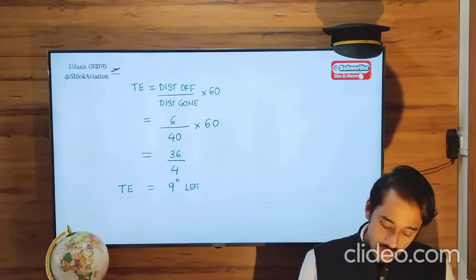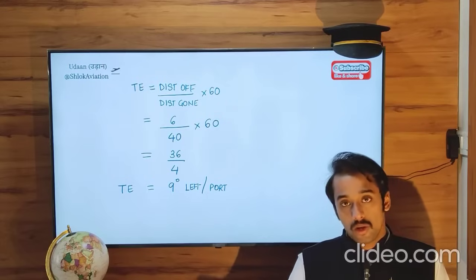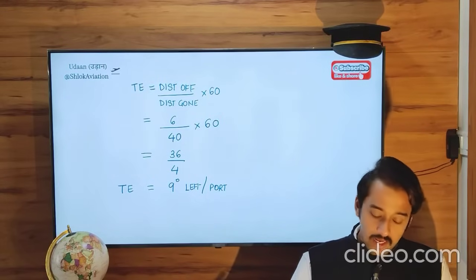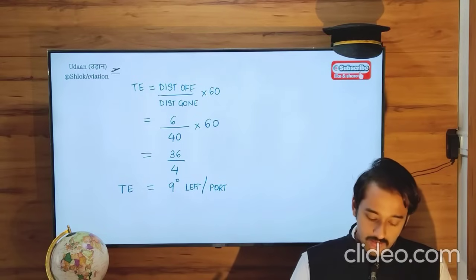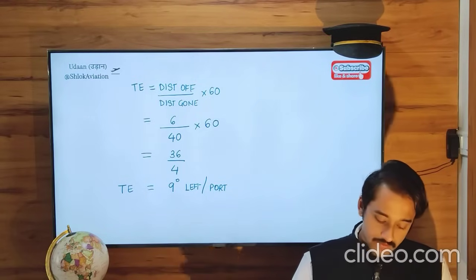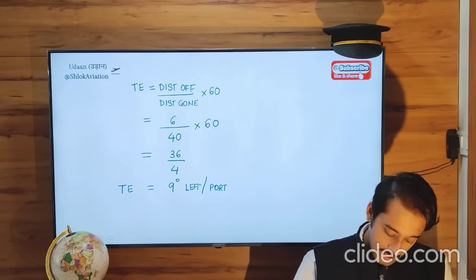So 9 degrees left or port. Okay. So distance off track is 6, distance gone is 40, into 60. When you do all the calculation, you get 9 degrees.